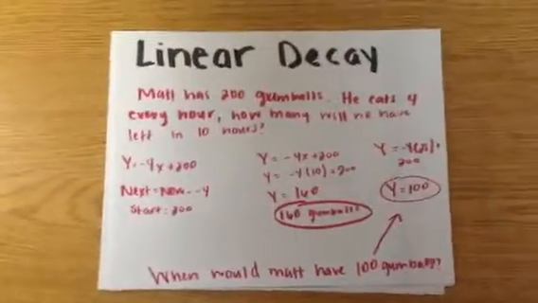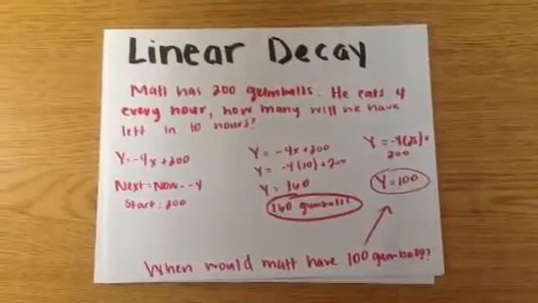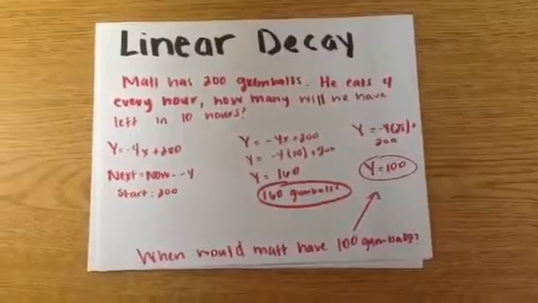Moving on to linear decay. Matt has 200 gumballs. He eats 4 every hour. How many will he have left in 10 hours?